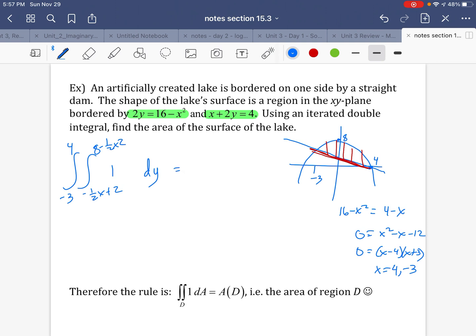Okay, so if you want to work that out, it comes out to 343 over 12, which equals 28.583 and on and on units squared. So that would be your solution there, but really it's just a lot of algebra. All right, so that was just solidifying that the area of the region is what you get when you integrate a double integral with 1.